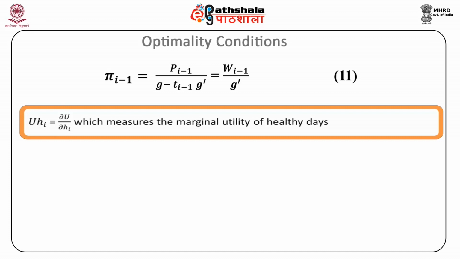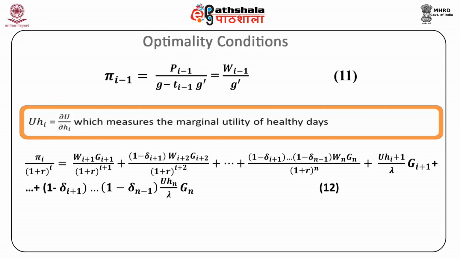Assuming positive gross investment in period i, we have pi i upon (1 plus r) raised to the power i is equal to Wi plus 1 into Gi plus 1 upon (1 plus r) raised to the power i plus 1, plus (1 minus delta i plus 1) into Wi plus 2 into Gi plus 2 upon (1 plus r) raised to the power i plus 2, plus till (1 minus delta i plus 1) till (1 minus delta n minus 1) into Wn Gn upon (1 plus r) raised to the power n, plus UHi plus 1 upon lambda into Gi plus 1, plus (1 minus delta i plus 1) till (1 minus delta n minus 1) into UHn upon lambda into Gn.